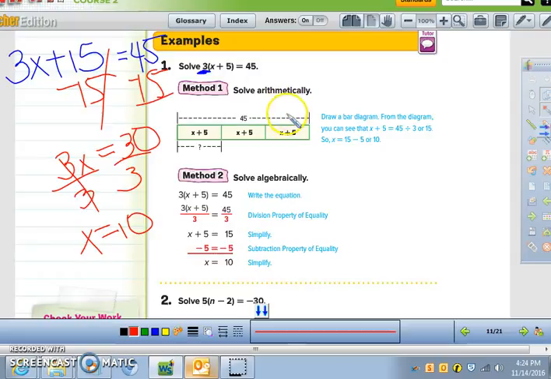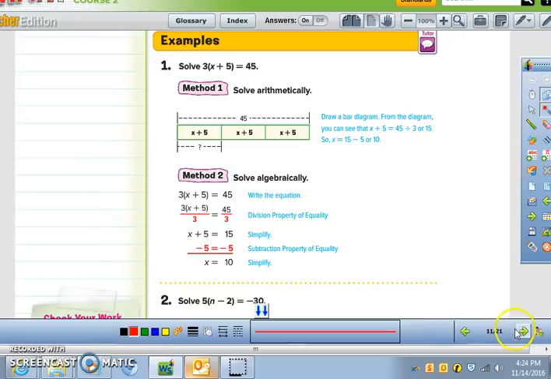Just like with one-step equations, remember you can plug them in and check to make sure they're right. But in this case, it is. So we're good to go. If you have questions, please make sure that you ask, because I'm going pretty quickly.